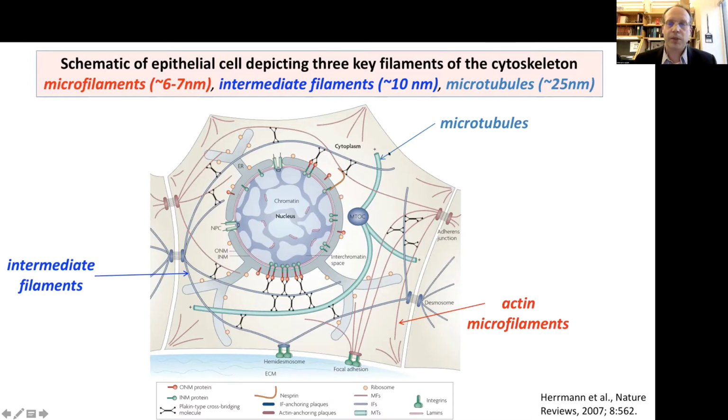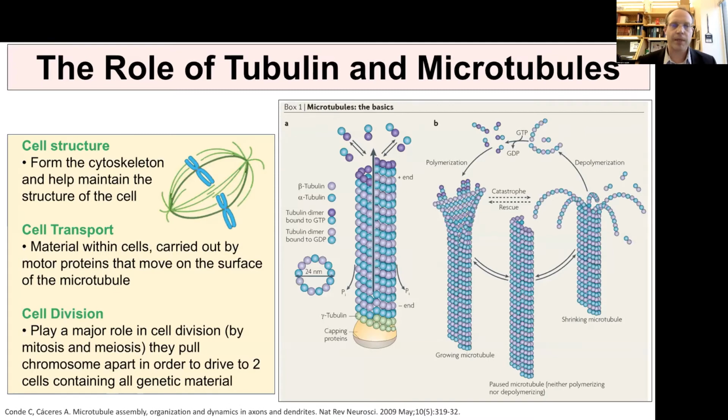And these microtubules are very important for a number of functions, and we're going to talk about them here. So on the left in the yellow box, what do microtubules do? Well, they help form cell structure because they are part of the cytoskeleton and they provide structural integrity to the cell. Cell transport. So it turns out a lot of materials within cells are carried by motor proteins that move along the surface of the microtubule. So it's very important for cell transport within the cell.